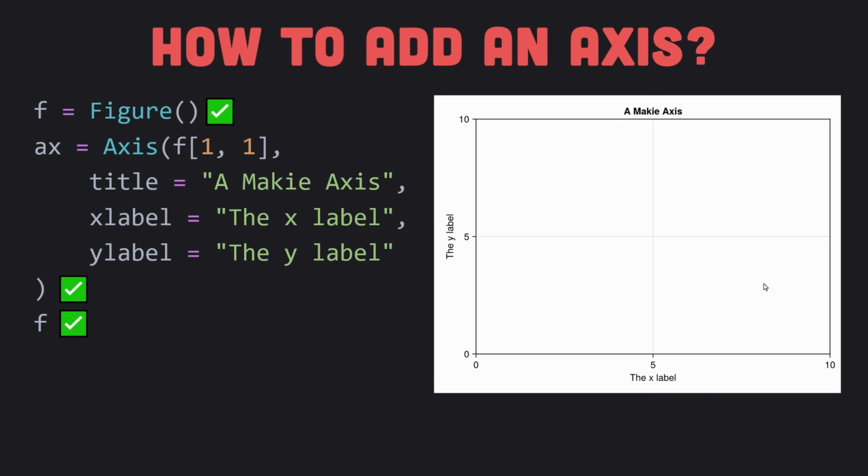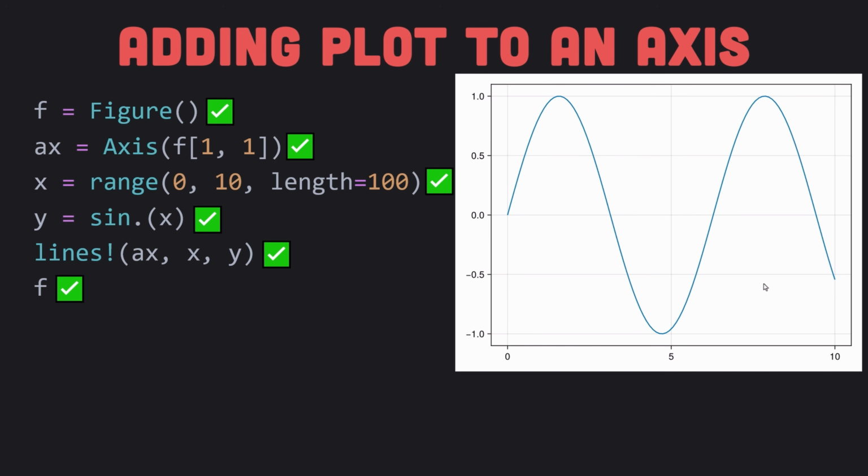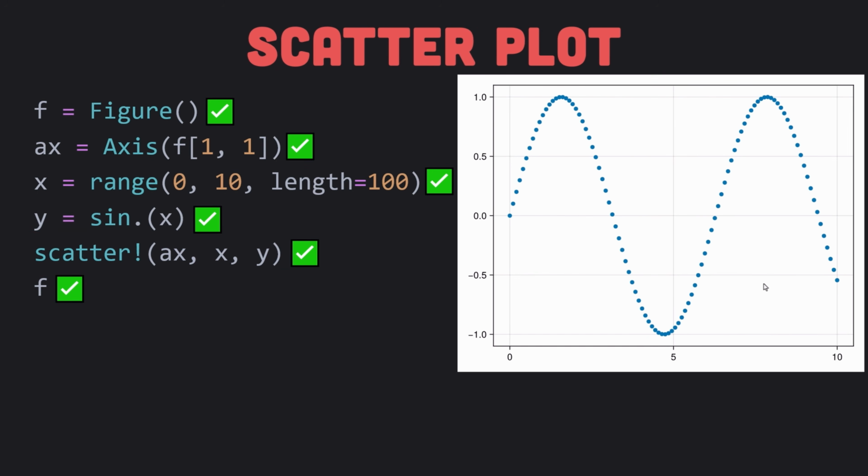So now that we have an axis, we are ready to actually plot something into an axis. Here I have used Makie's lines! plotting function to plot the sine function into an axis by passing it as the first argument. By changing the lines! function to a scatter! function, we can get a scatter plot. It works very similar to the lines! function but shows separate markers for each input point.